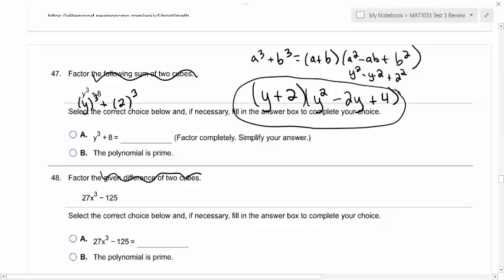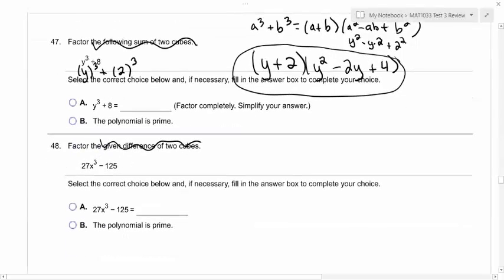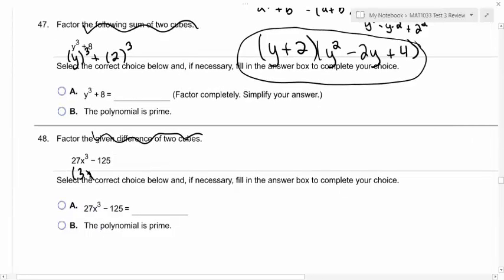Okay, so last but not least, number 48. What is that? Difference of cubes. Difference of cubes. Difference because of the subtraction sign. Cubes because those are perfect cubes, not perfect squares. So what is the cube root of 27x cubed? Or what did you cube to get 27x cubed? 3x. 3x. And then what about the other term? 5. 5. Good. So 3x cubed and 5 cubed. See if you can figure out the final answer there.